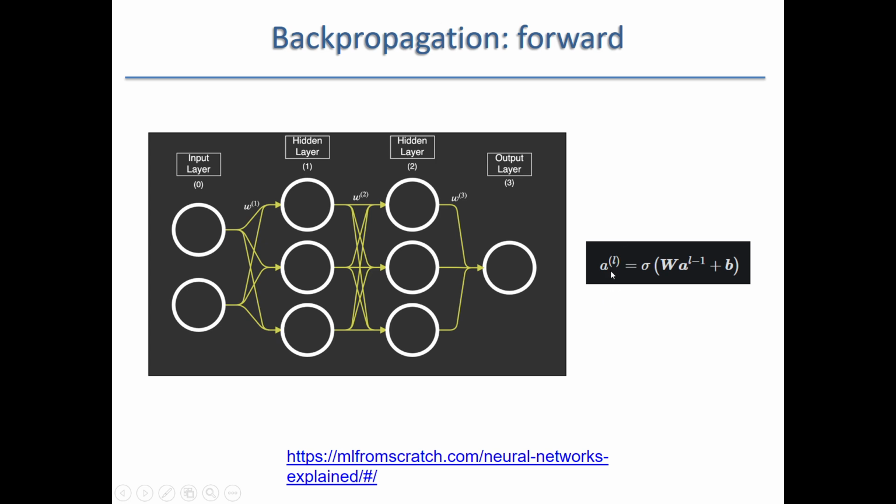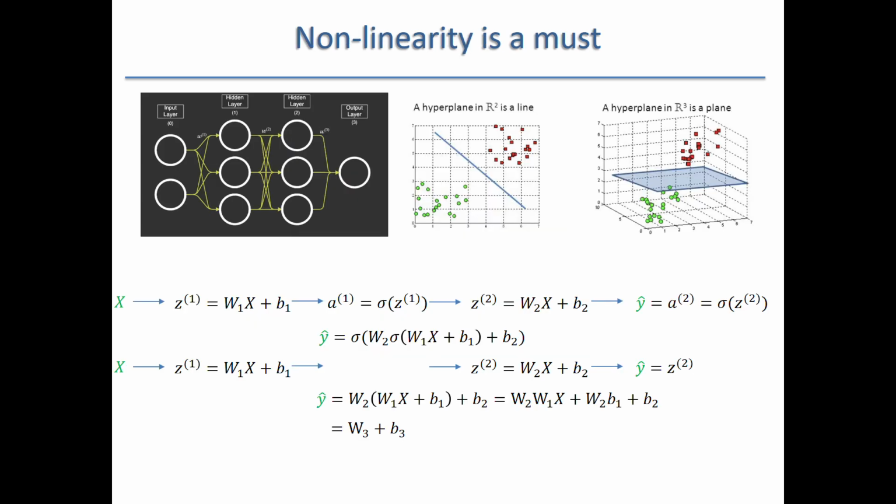So this is the basic unit in the forward propagation of the neural network. Okay, so in this slide we reason that having non-linearity is a must. So let's say that we have our neural network, and we have to separate this set of points from this set of points.